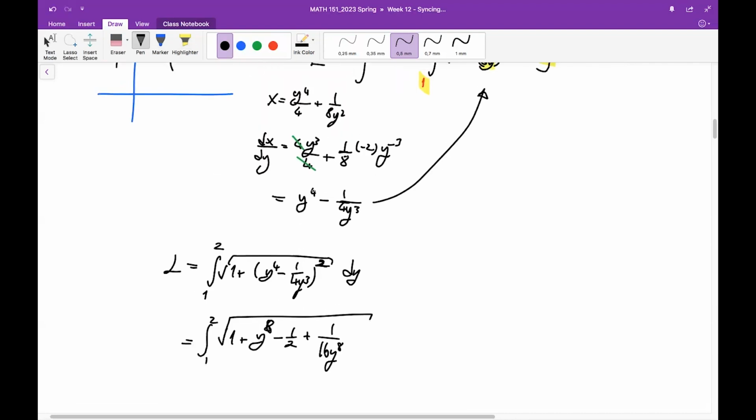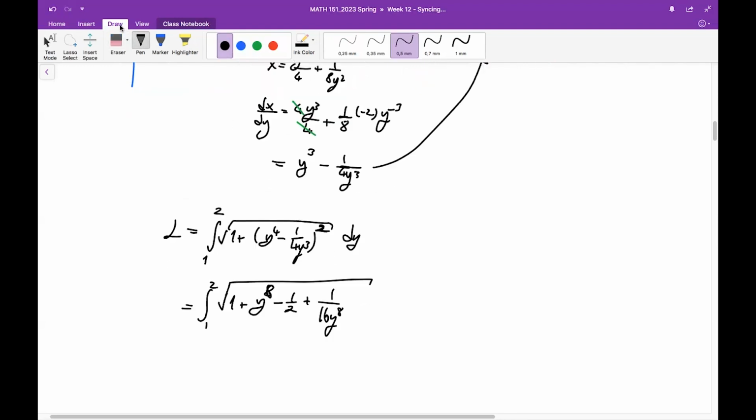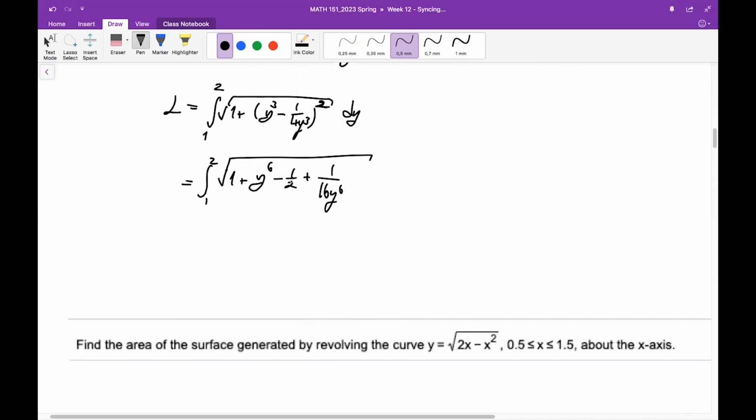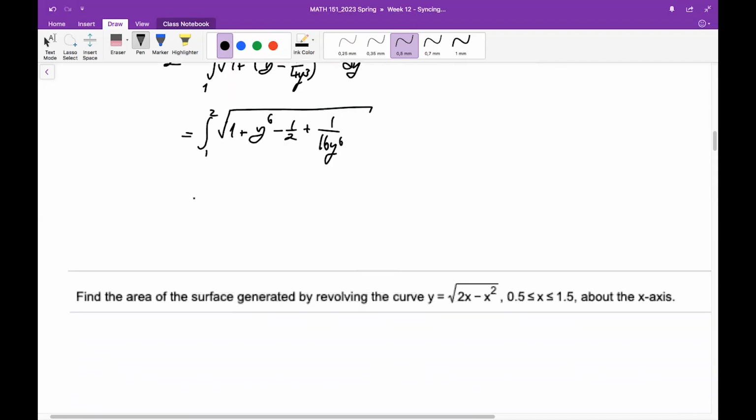Wait. I think okay, sorry. This should be to the power 3. Okay, and this should be to the power 3. So I think this is the correct version now. Okay, so like this. And then what we have here, 1 minus 1/2 gives us plus 1/2. Okay, it goes like y to the power 6 plus 1/2, right? Plus this.